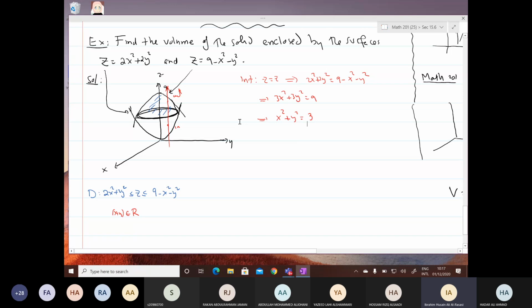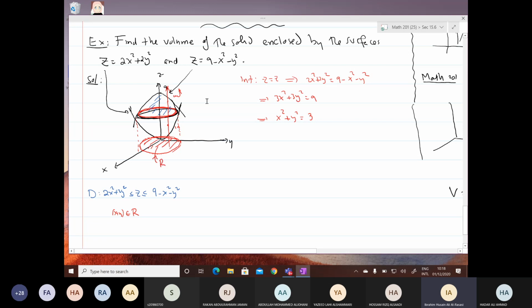But where is the circle? This is the circle here. They intersect here, and this becomes a circle. Now, how do we find the projection? We just bring the circle down to the xy plane. Project it, bring it down. You get this circle, and this is the projection. This is the projection R.